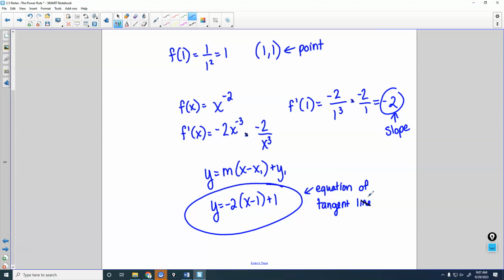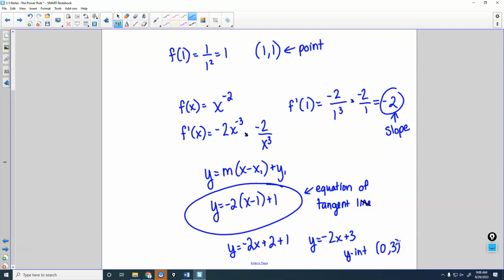If it asks for the y-intercept like that other one, then we would have to distribute. If it just asks for the equation of tangent line, stop here. There's no need to simplify. But if it asks for the y-intercept, you would have negative 2x plus 2 plus 1, and y would equal negative 2x plus 3. And so the y-intercept would be 0, 3, if it were asking for that.